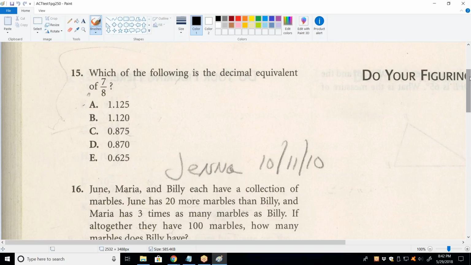Now this one, number 15, what's the quickest way to do that? Just do 7 divided by 8 in your calculator. Do it in your calculator and tell me what the answer is. So it's 8.75, so C.